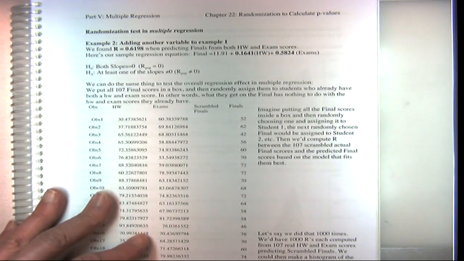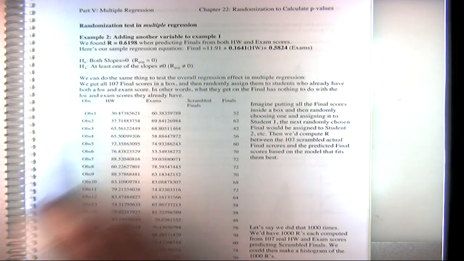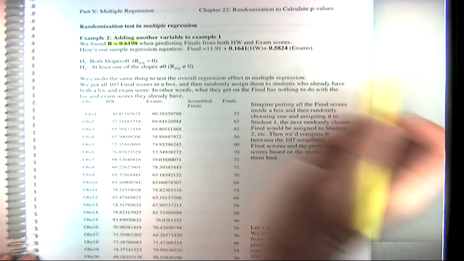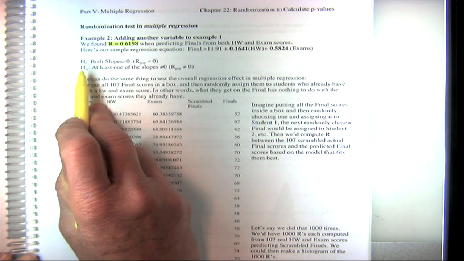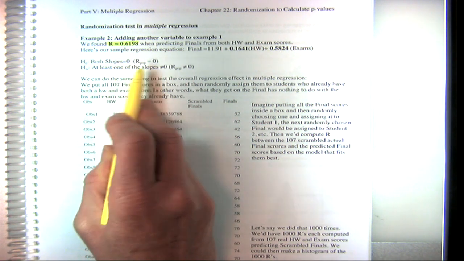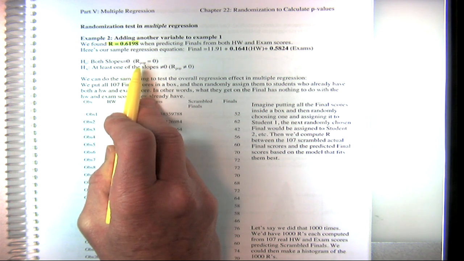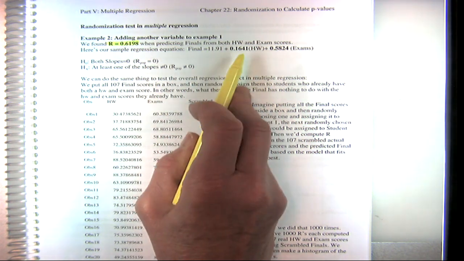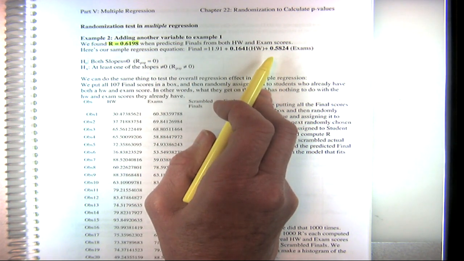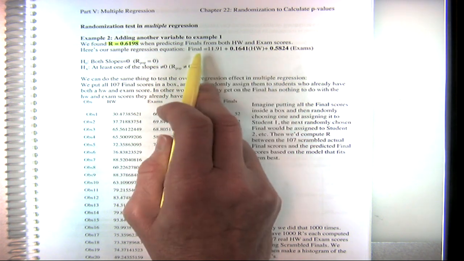Okay, so we're going to add another variable. And we found that R is equal to 0.6198. All right, and here's our model. And the null is that both slopes equal 0, that there's no multiple correlation in the population between what we can predict from homework and exams, the predicted finals from homework and exams, and the actual ones.